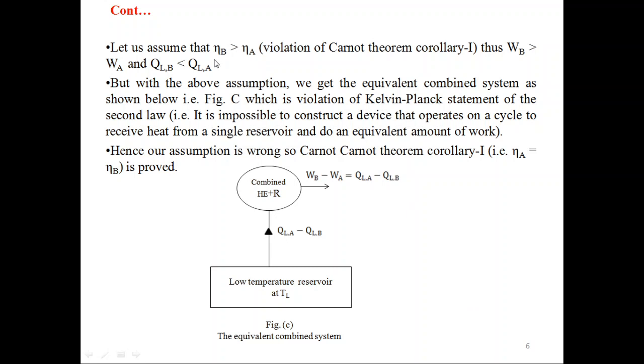Let us assume that the efficiency of the second engine is greater than the efficiency of the first engine. This is a violation of Carnot theorem corollary 1. Thus WB will be greater than WA and QLB will be less than QLA because of this assumption.